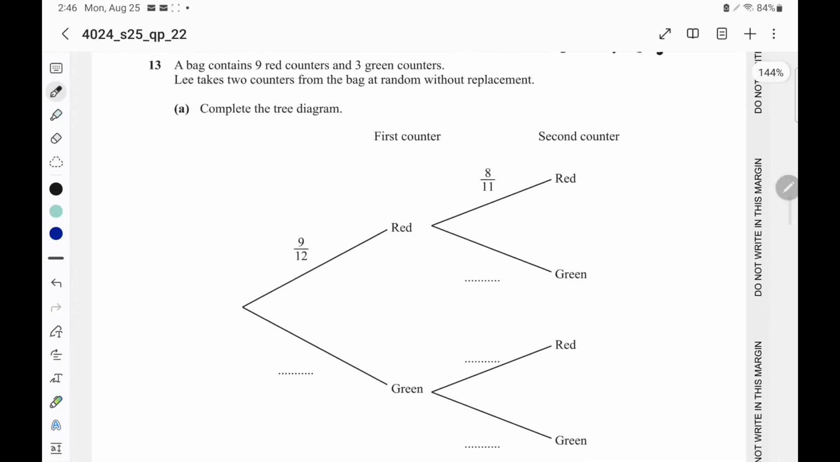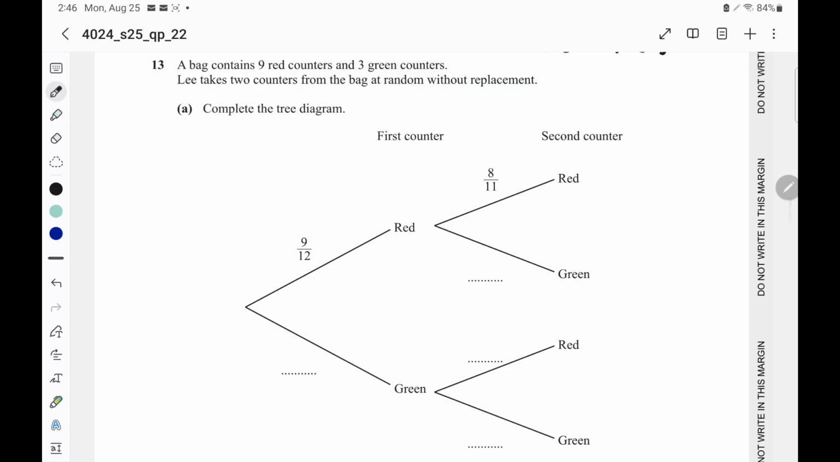In question number 13, a bag contains 9 red counters and 3 green counters. Lee takes 2 counters from the bag at random without replacement. Without replacement means whenever you pick the ball, the number of balls will reduce. So if there are 12 balls, 9 and 3 is 12, then in the second counter you will have 11 balls, because we have picked one ball before. So that is without replacement. If it is with replacement, it means that we keep the ball back, so then it remains 12.